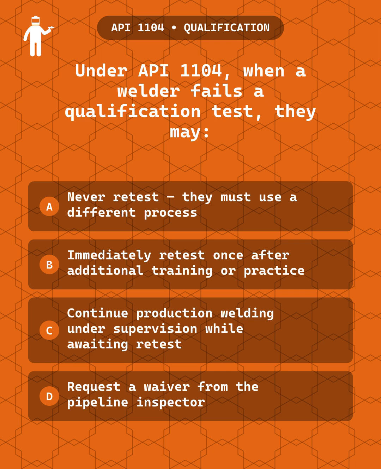Question 2. Under API 1104, when a welder fails a qualification test, they may A, never retest and must switch processes, B, immediately retest once after additional training or practice, C, continue production welding under supervision while awaiting retest, or D, request a waiver from the pipeline inspector.